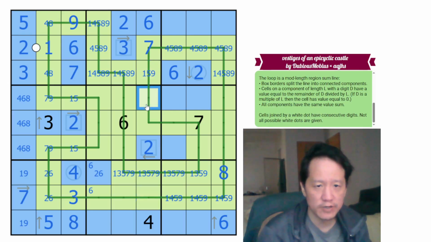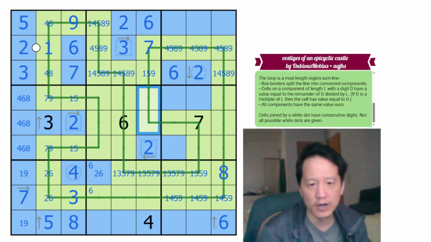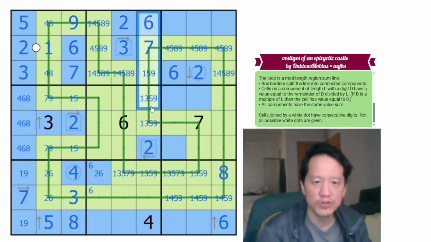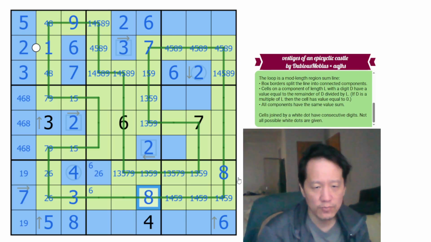This is an odd, right? These two have to be odd. And this can't be 7. So this has to be 1, 3, 5, and 9. We have a 1, 3, 5, 9 quadruplet in column 6, which eliminates 1, 3, 5, and 9 in the rest of the column. That leaves only 8 here.